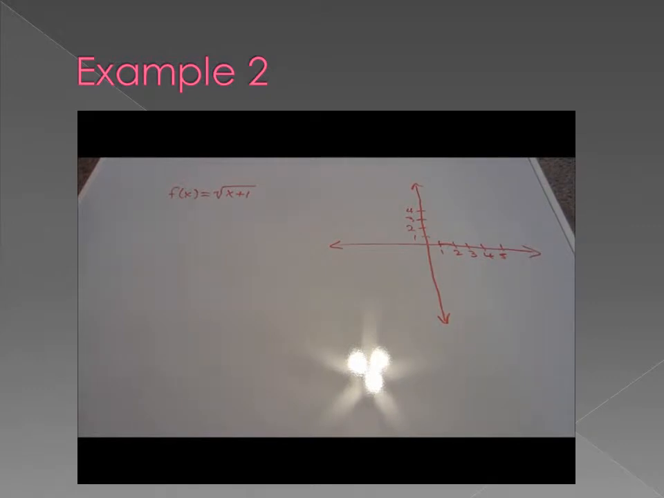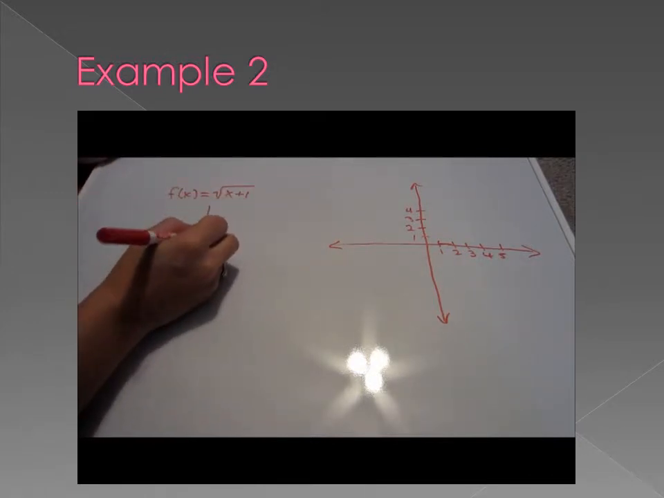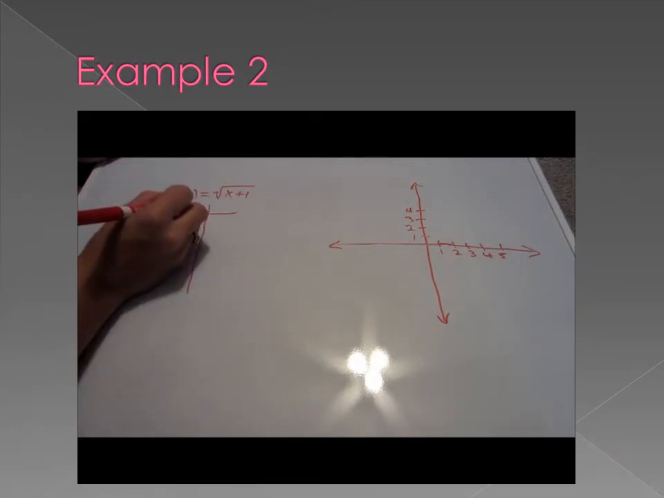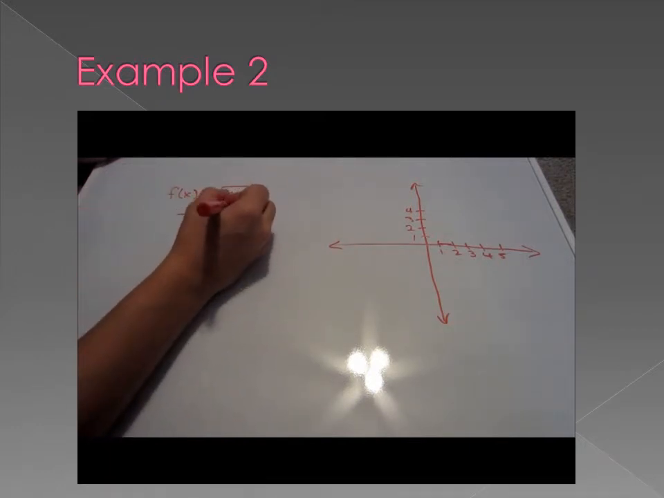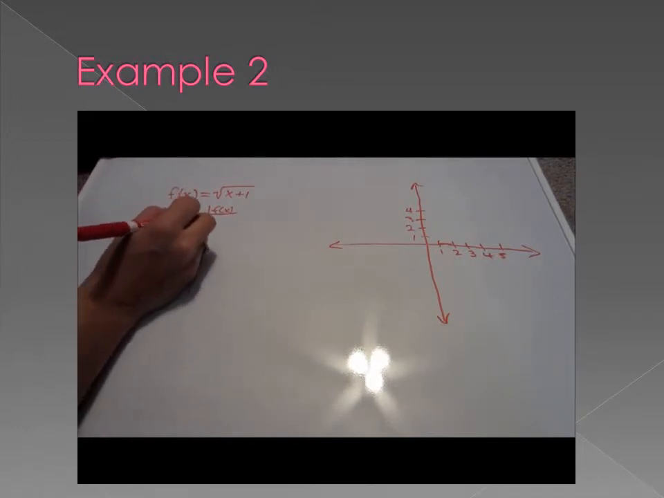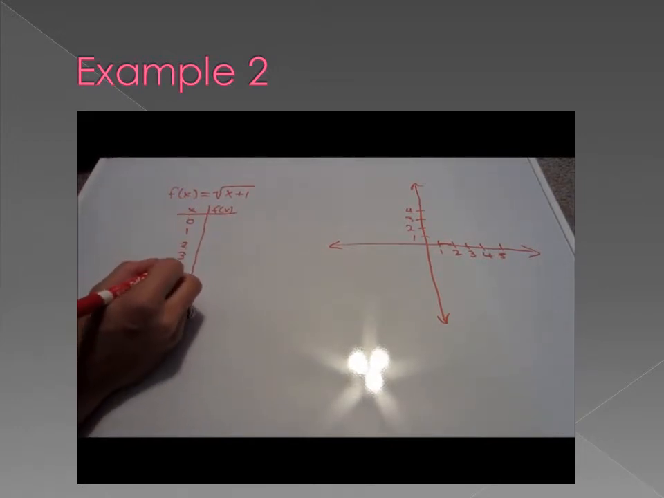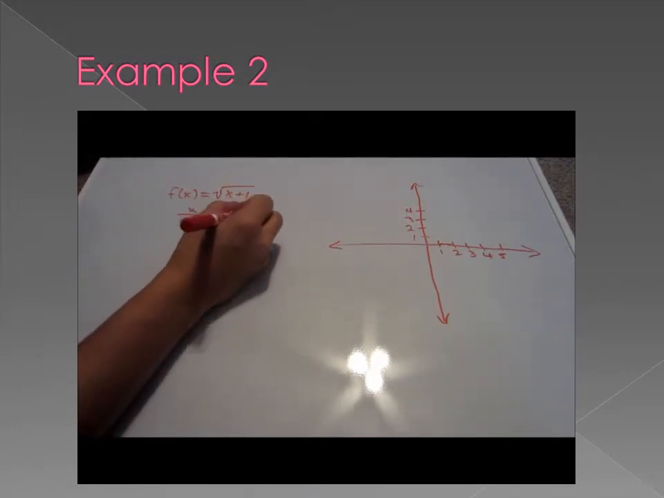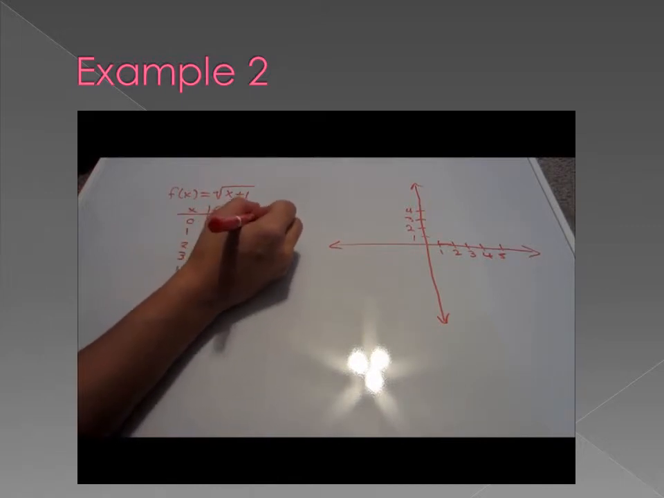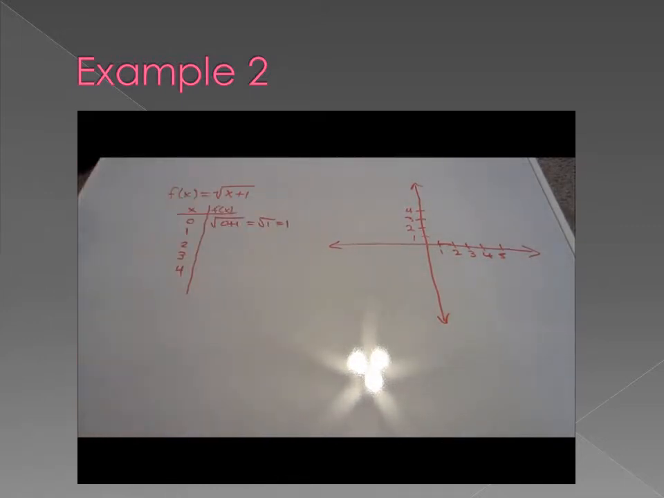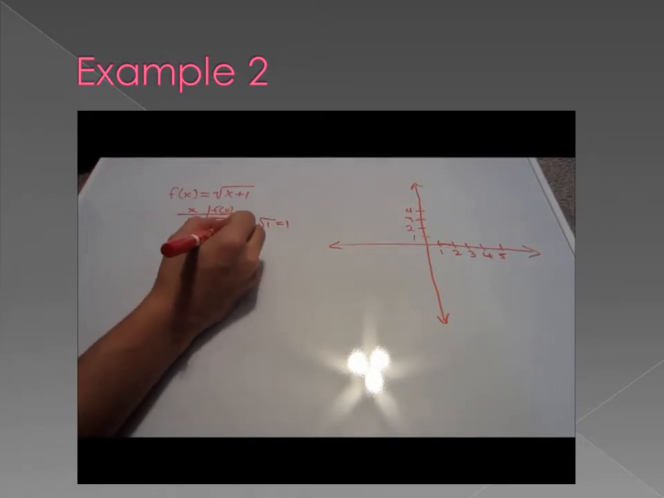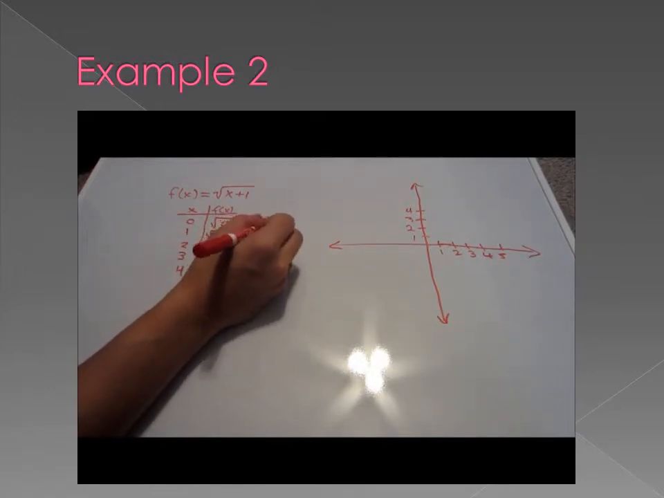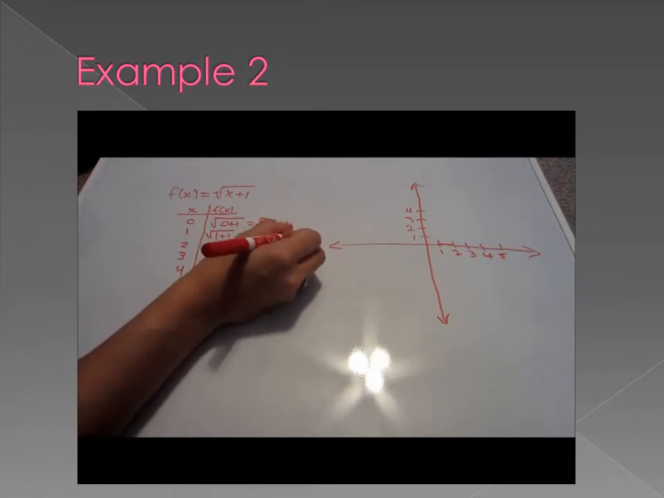For this example, we're going to be graphing f of x equals the square root of x plus 1. We need to make our table again. So we make two columns. First column is x, second column is f of x, and we pick some numbers. So let's go with 0, 1, 2, 3, and 4. Now we need to plug those into the equation. The square root of 0 plus 1 is the square root of 1, which is 1. The next one, the square root of 1 plus 1, is the square root of 2, which is 1.4.